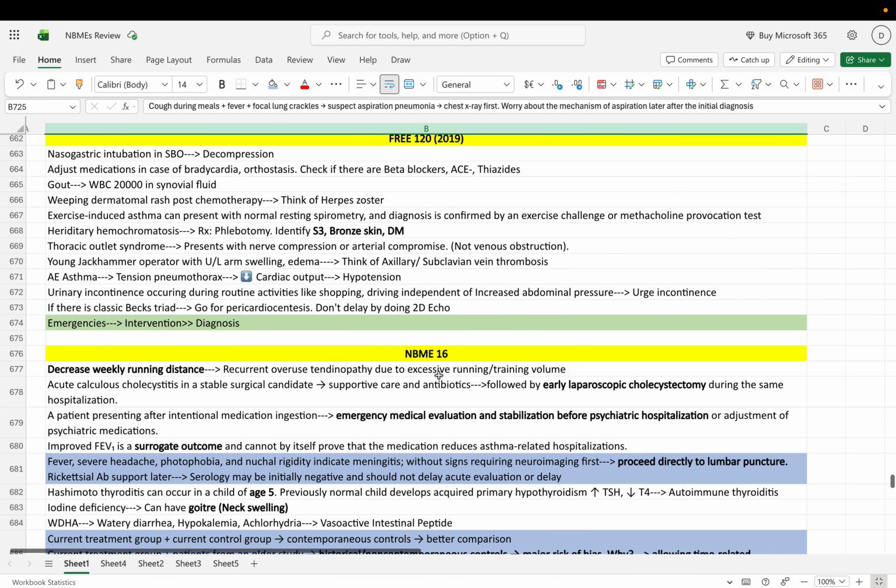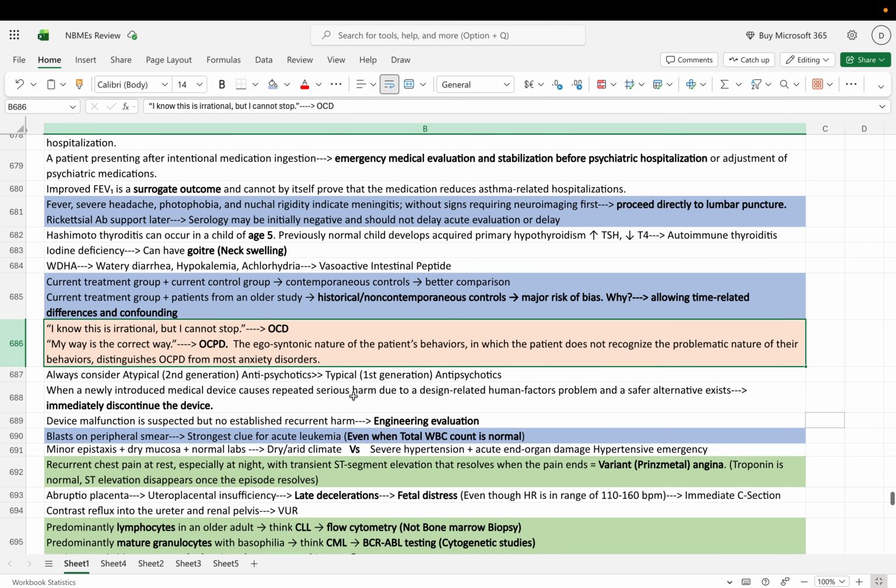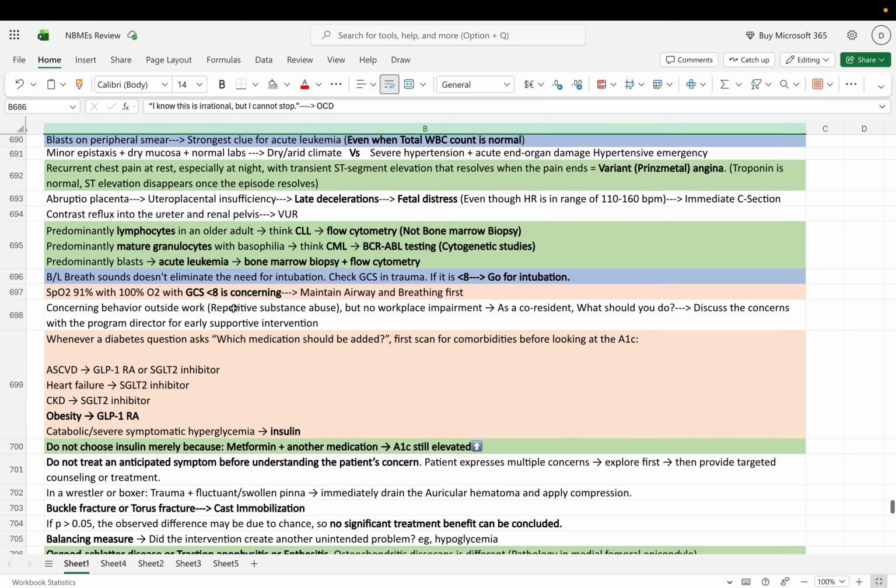Let's go through the orange portion. This is the differentiation between OCD and OCPD. When the patient says, "I know this is irrational, but I cannot stop," this is classic for OCD. The patient is having an ego dystonic feature. This is ego syntonic: "My way is the correct way." The ego syntonic nature of the patient's behavior, in which the patient does not recognize the problematic nature of their behaviors, distinguishes OCPD from most other anxiety disorders.